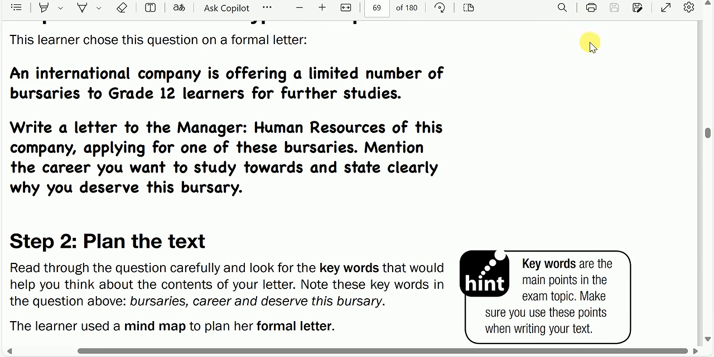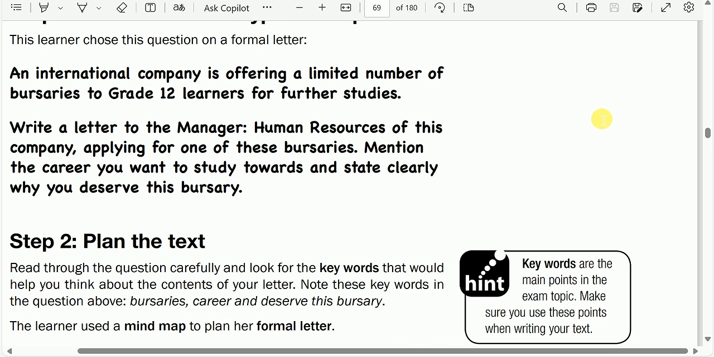Now, here's an example of a scenario that you are given. An international company is offering a limited number of bursaries to grade 12 learners for further studies. Write a letter to the human resource manager of this company, applying for one of these bursaries. Mention the career you want to study towards and state clearly why you deserve this bursary.